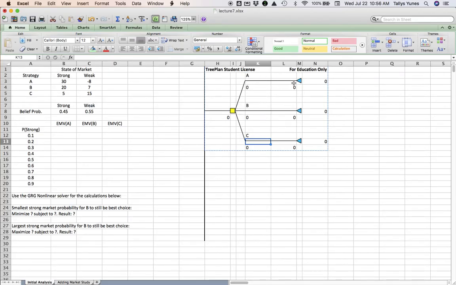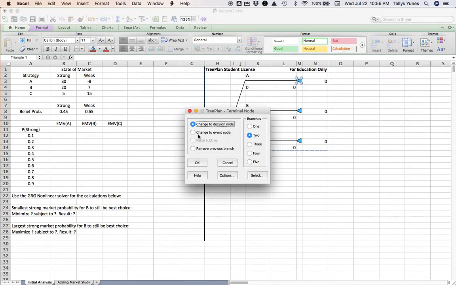So after this happens, my problem, my story doesn't end, so I have to replace this terminal node with a fork on the road that is out of my hands, right? That's an event node. Will the market be strong or weak? So we click on that blue rectangle, you bring up the tree menu again and say change it to event node, right? A fork on the road out of my hands. And it has 2 branches because there are 2 things that could happen to the market, weak or strong.